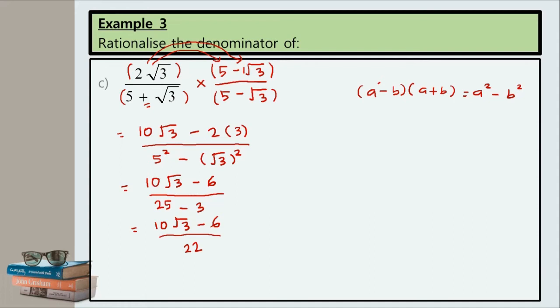10, 6 dengan 22. Okay, kita try bahagi 2. 10 divide by 2, 5. 6 divide by 2, 3. 22 divide by 2, 11. That's why our final answer is 5 surd 3 minus 3 over 11. Okay, kita dah tak boleh simplify dah.